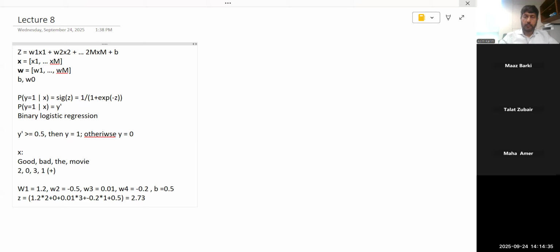Usually a positive value will give a positive probability, because if you look at the sigmoid function, when Z goes positive, a positive probability comes, and when Z goes negative, a negative probability comes. Okay. So let's compute Y prime. This will be 1 divided by 1 plus exp of minus 2.73. Okay, this doesn't calculate.